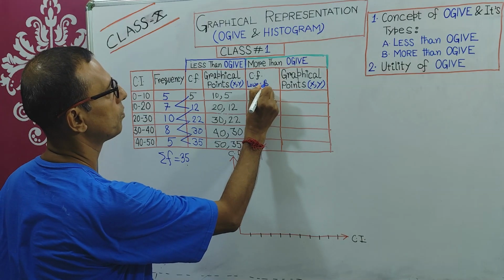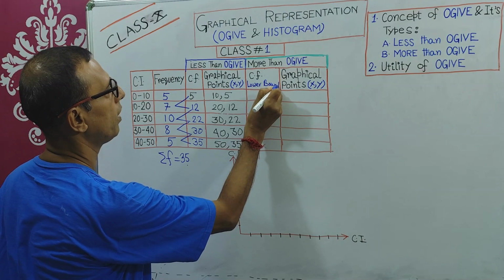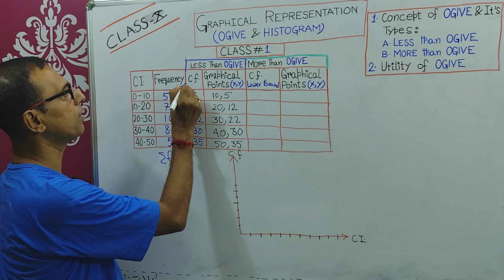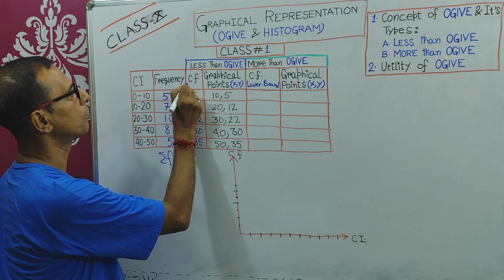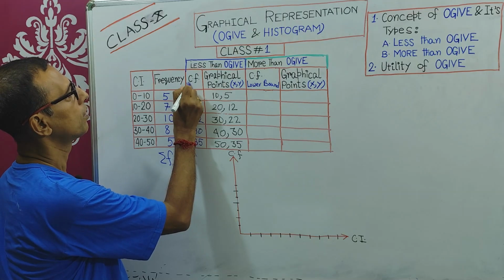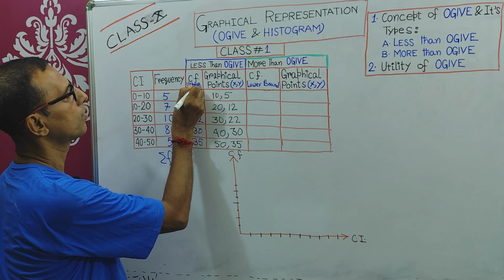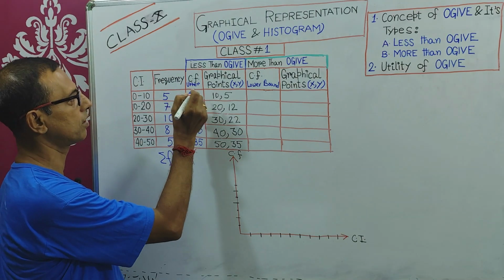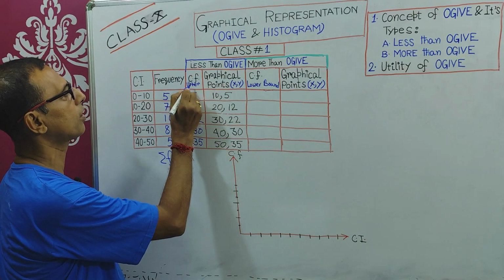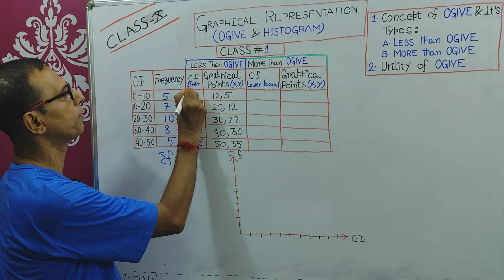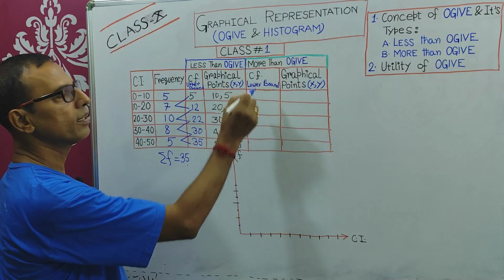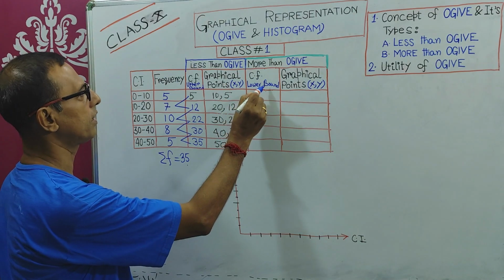Lower bound. And for cumulative frequency less than ogive, here we will consider upper bound. It's a bit smaller, but since I am saying, you understand very easily. So for less than ogive, we will consider the upper bound for each of the class interval. And for more than ogive, we will consider the lower bound.